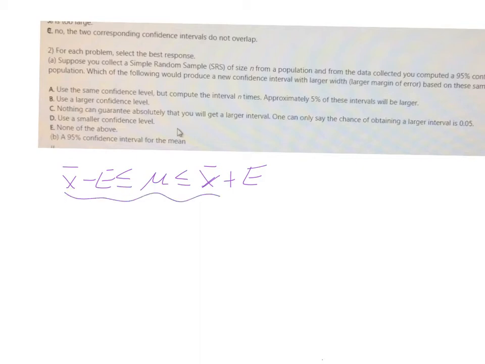And so the range of your confidence interval in this case, because it's a 95% confidence interval, is the 95%. Okay, so 95% of your data should fall in that range. If you want to make a confidence interval with a larger margin of error based on the same sample data, then you would use a larger confidence interval.